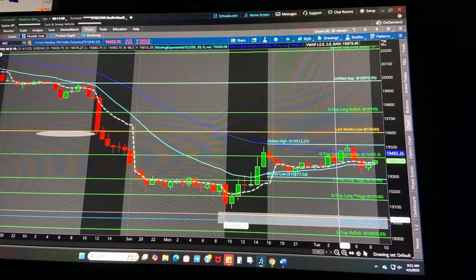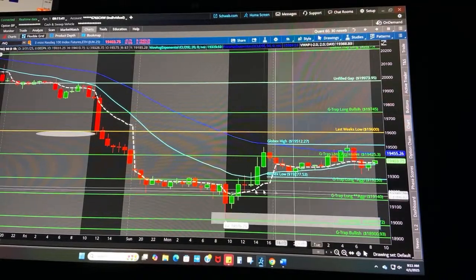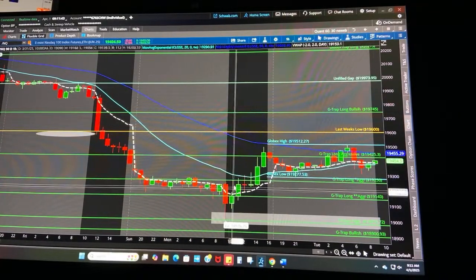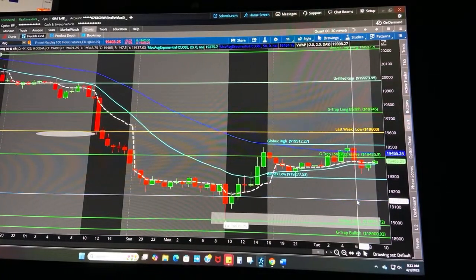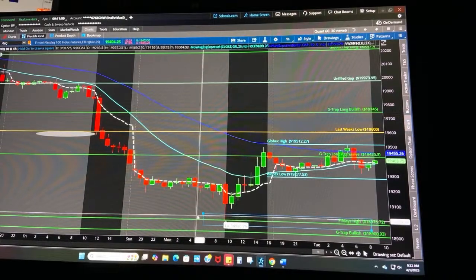So that said, I want to be a bit more conservative here. You might want to be careful with these levels here. We had a little bounce here, a little bounce here, a little bounce here. I'm just going to clean this up so there's no confusion. All right, so you might want to be referencing this area.